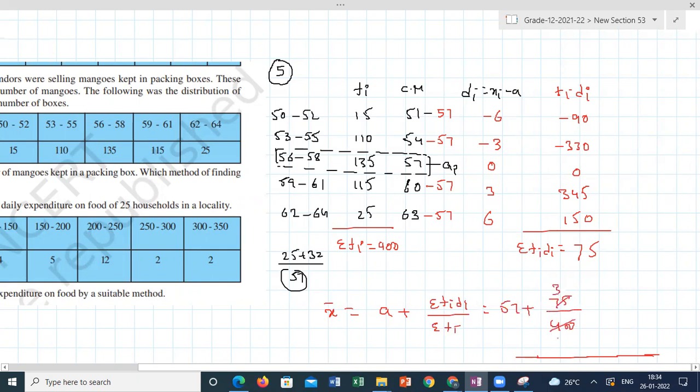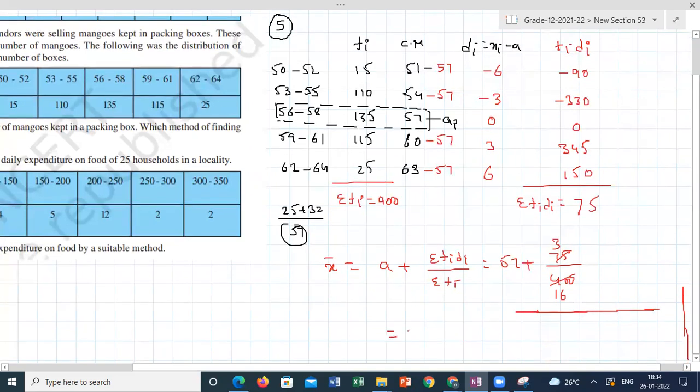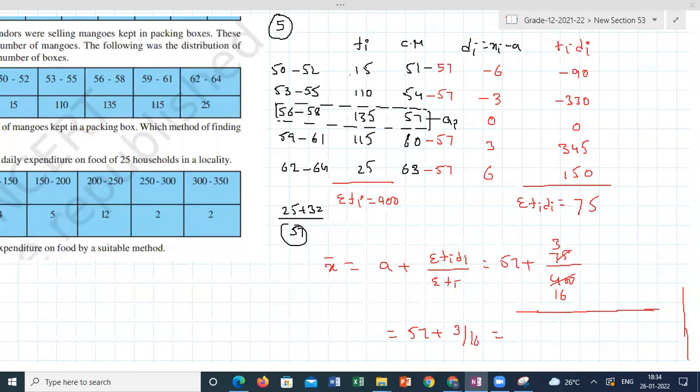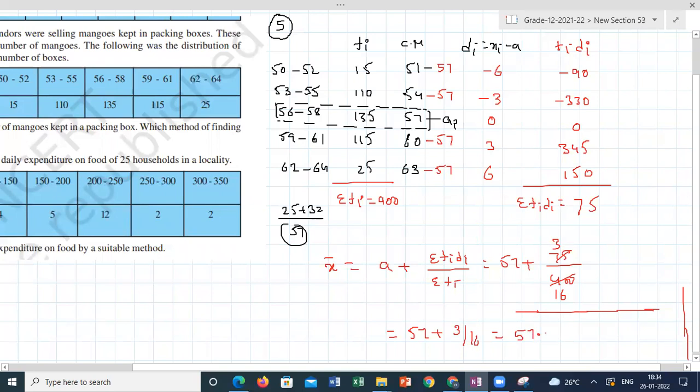25 threes, 25 sixteens. What is the final answer, students? 57 plus 3 by 16 is how much? 57.19. Super. Anyone having any doubt in this question? Shall I move to the next one? No doubt, sir.